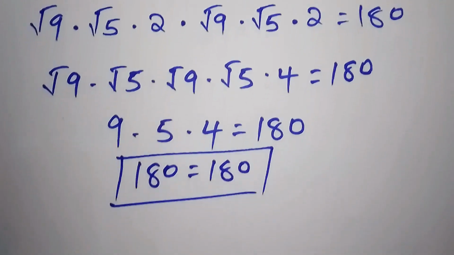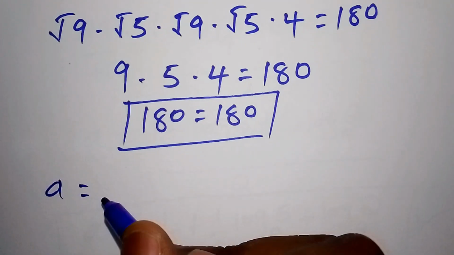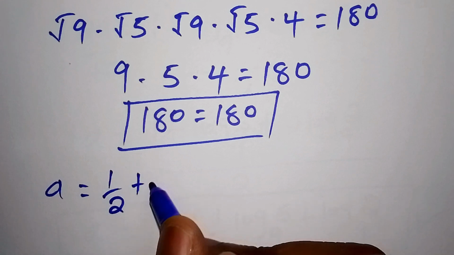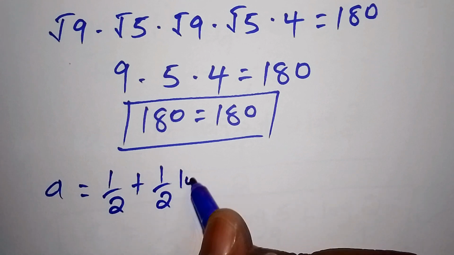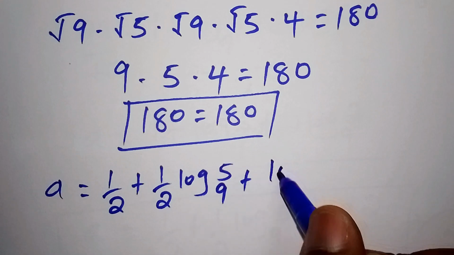So you now agree and say that the correct value for a is equal to 1 over 2, plus 1 over 2 the log of 5 to the base of 9, then plus the log of 2 to the base of 9.